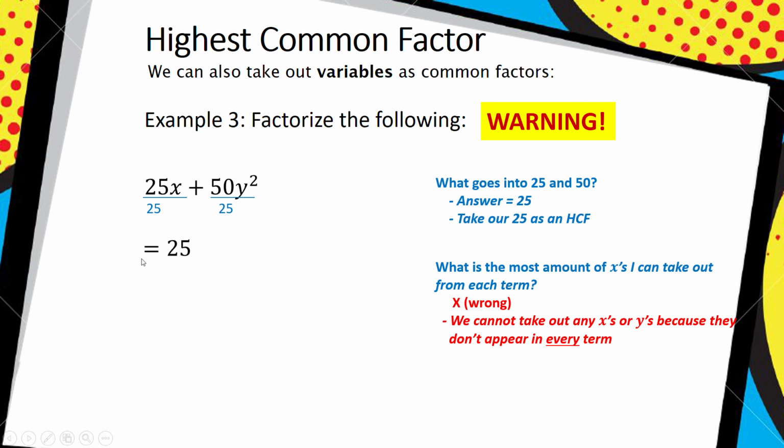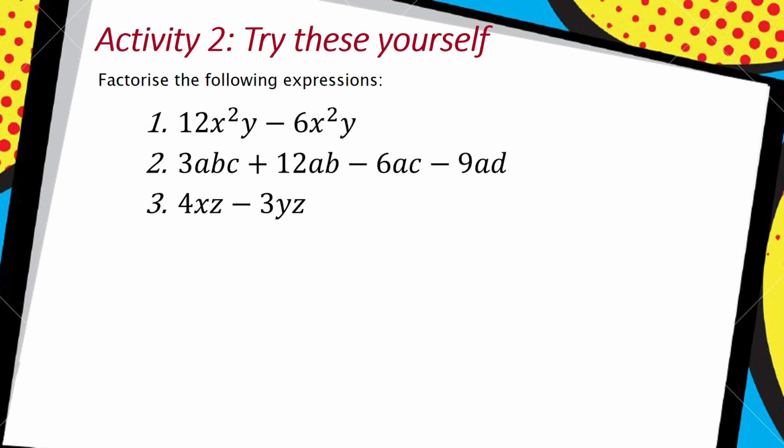So if I divide through by 25, those 25's cancel and I'm left with x plus 50 over 25, which is 2y squared. And that's your final answer. So if it doesn't appear in every single term, then you can't take it out as a highest common factor.